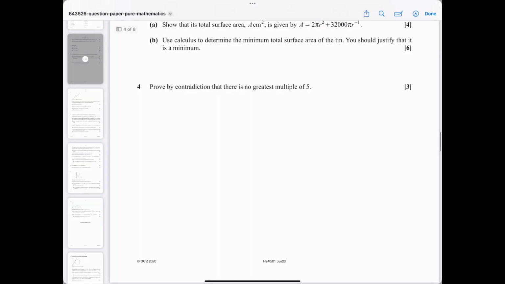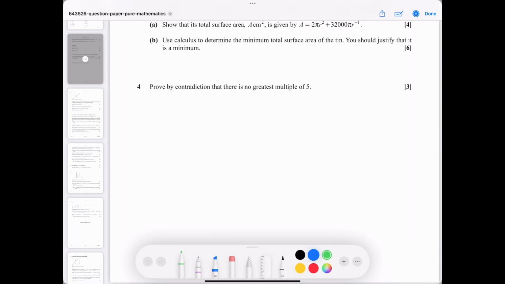Prediction that there's no greatest multiple of 5. So I am going to say that the greatest multiple of 5 is 5n.